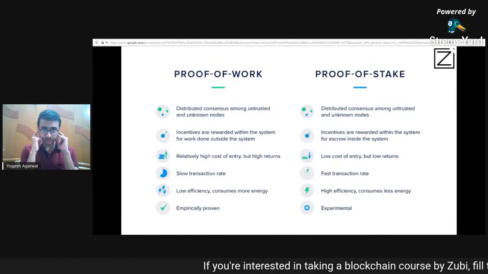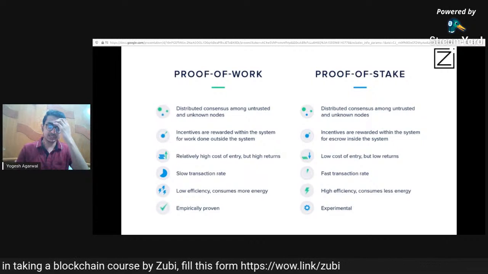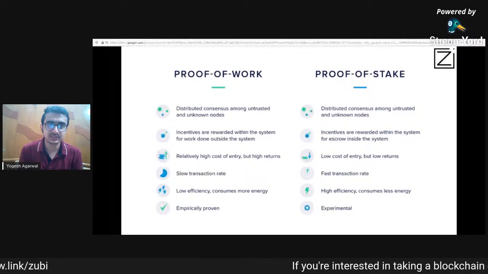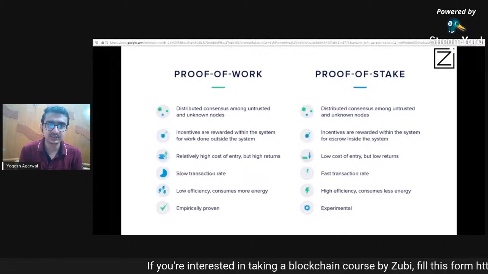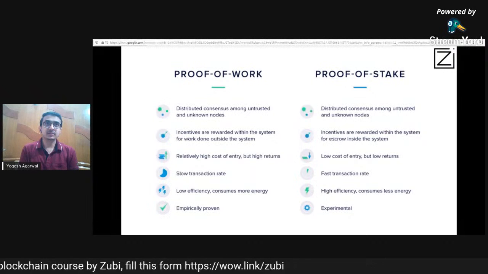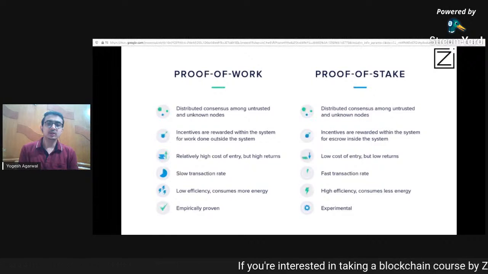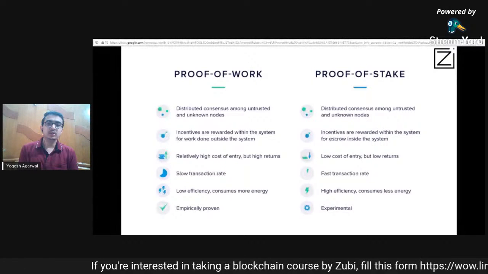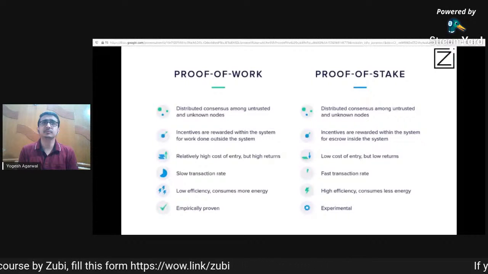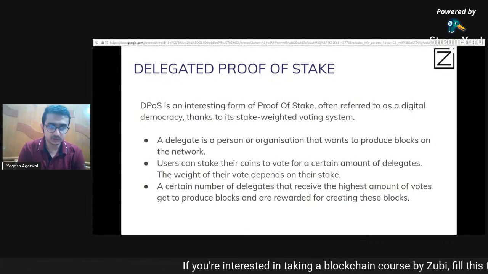Okay, so this is just a general differentiation between proof of work and proof of stake. Most of the things we covered, just a few more things. Proof of work is quite slow. The transaction rate is quite slow because it requires a huge amount of computation power before committing the next block, as compared to proof of stake. In proof of stake, the transaction rate is pretty high, and it is more environment friendly than proof of work because it doesn't require this much electricity. Then comes delegated proof of stake. Before this, I'll take some more questions.